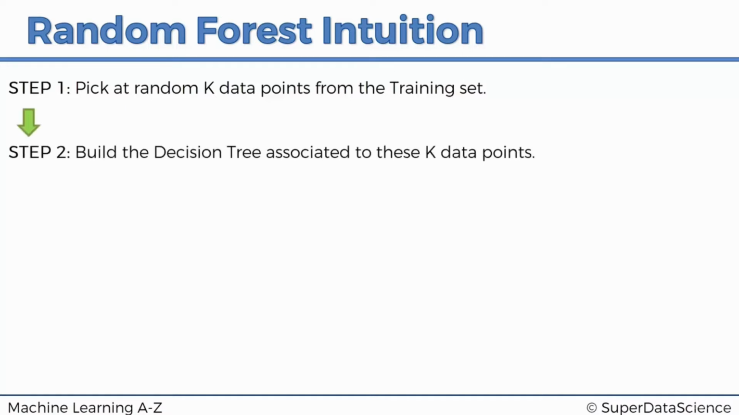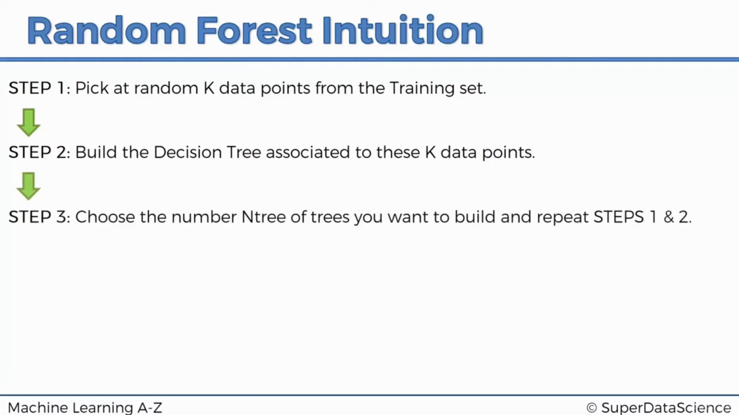Then we're going to build a decision tree associated to these k data points. Rather than building a decision tree based on everything in your data set, you're just building a decision tree based on those data points that you select, so a subset of your data set. Then you choose the number of trees that you want to build, and you repeat steps 1 and 2. So you just keep building and building these trees. So you're building a lot of regression decision trees.